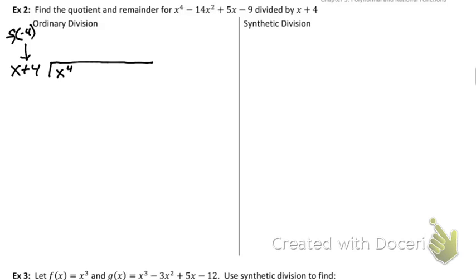I have x to the 4th. How many x cubes do I have? 0. I have 0 of them. You have to tell this formula you have 0 of them. So you do have to plus 0x cubed. You do have to either put it in there or leave a space. Then we have minus 14x squared plus 5x minus 9.